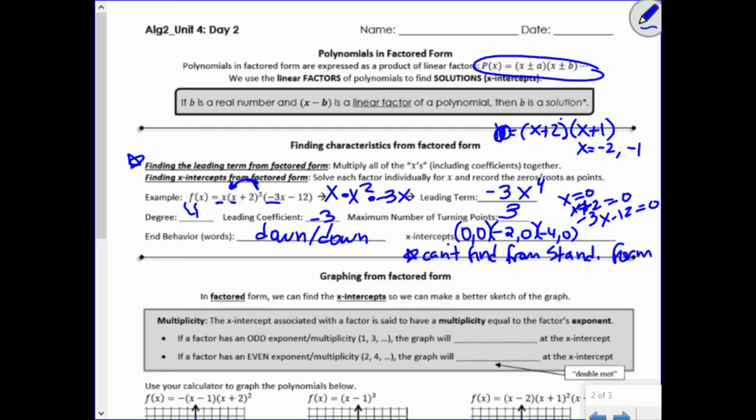Okay, so again, whenever you're looking for x-intercepts, that's the same thing as finding solutions. So you set your factors equal to 0, find the x's, write it as an x-intercept, and you're good to go. That's the key thing you need to do with factored forms. We're going to use that to help us graph. Okay?